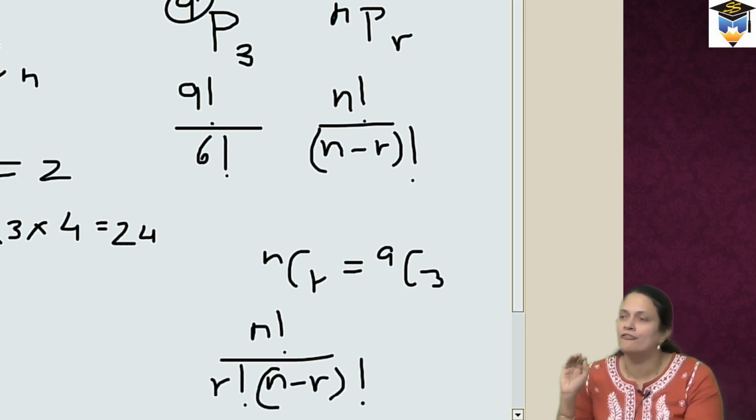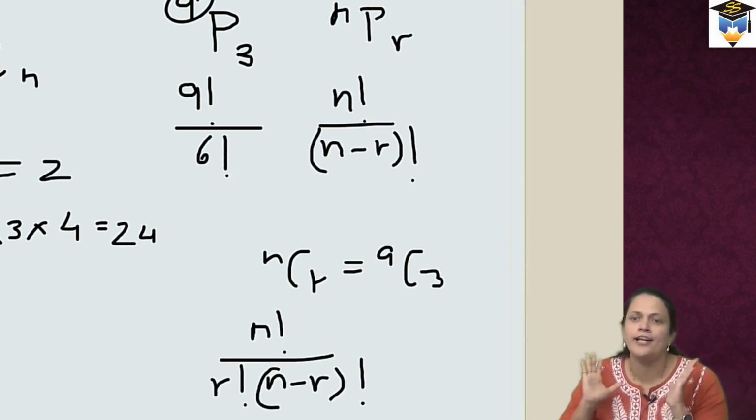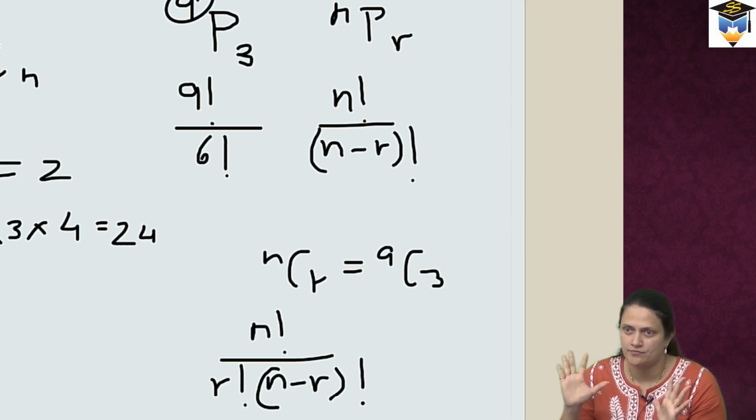Have you understood the difference between permutation and combination? Does everyone understand? Any doubt in this?